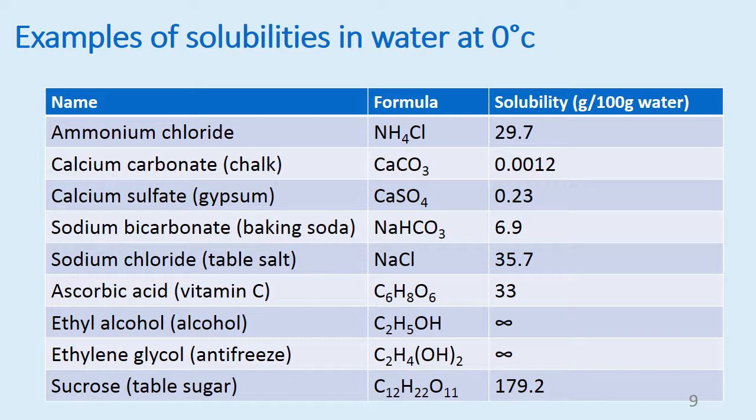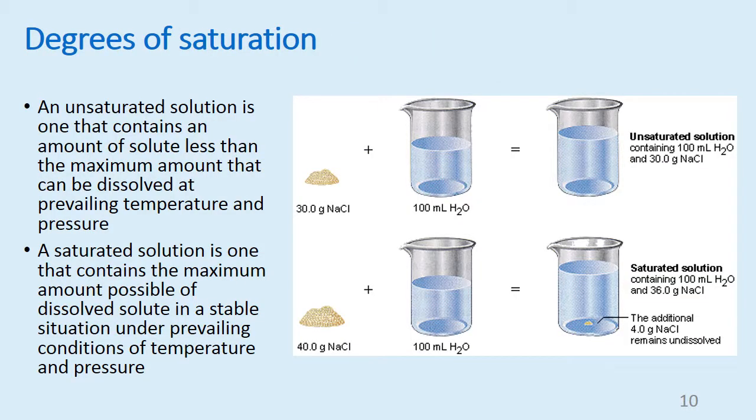Sucrose, table sugar, has a solubility of about 179 grams in 100 grams of water. That just gives you some examples. Some things are more soluble than others. So we can use terms to suggest this also, degrees of saturation.